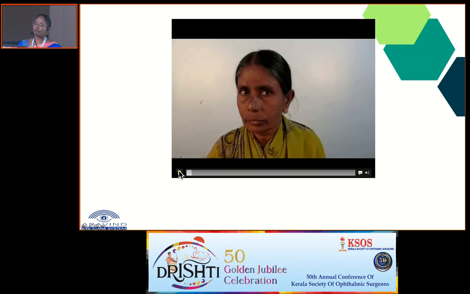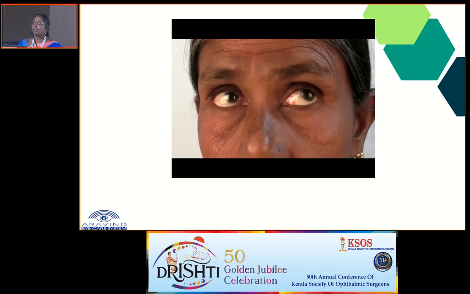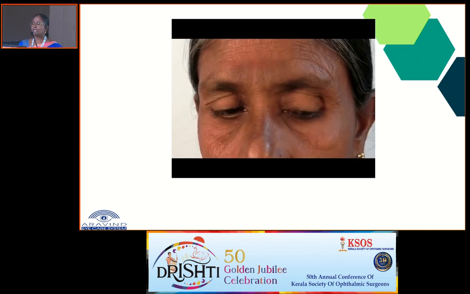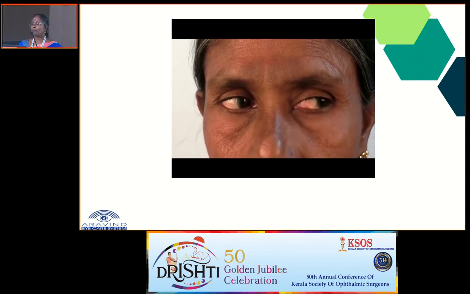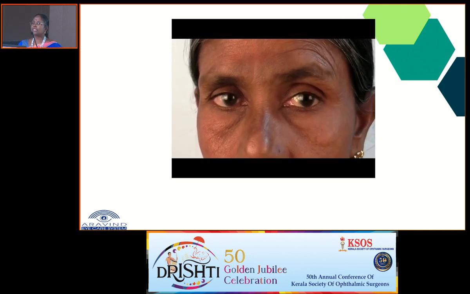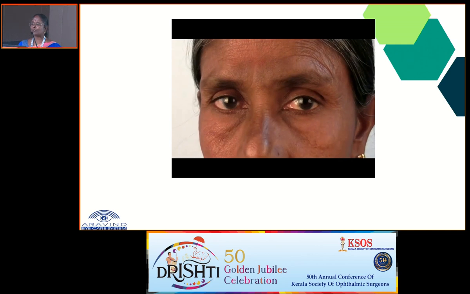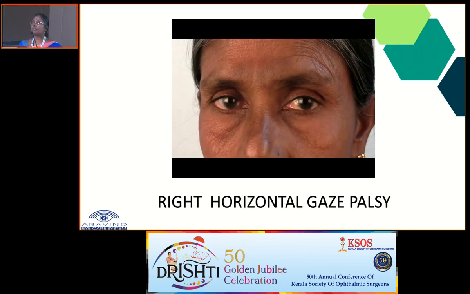See the head turn of this elderly lady with hypertension. She was a 60 years old female with hypertensive etiology. She had a face turn to the left. If you can see, she is able to move up, but to the right she is not able to move. If you can see, there is a facial palsy also associated with it. So this is a case of right horizontal gaze palsy.